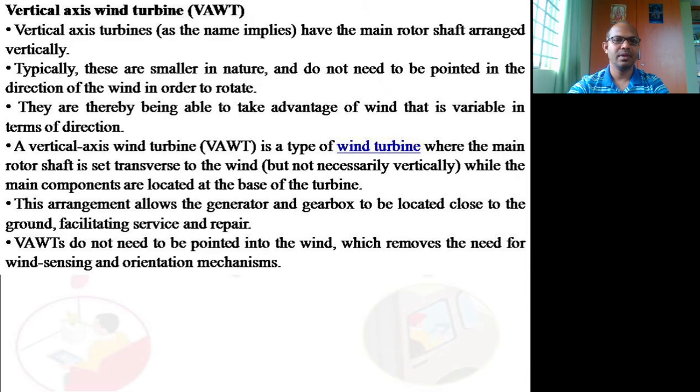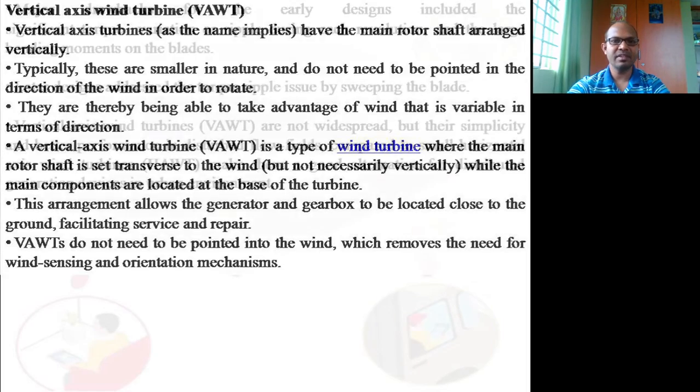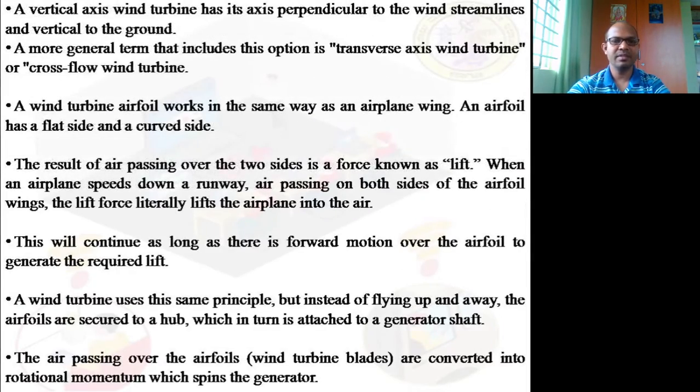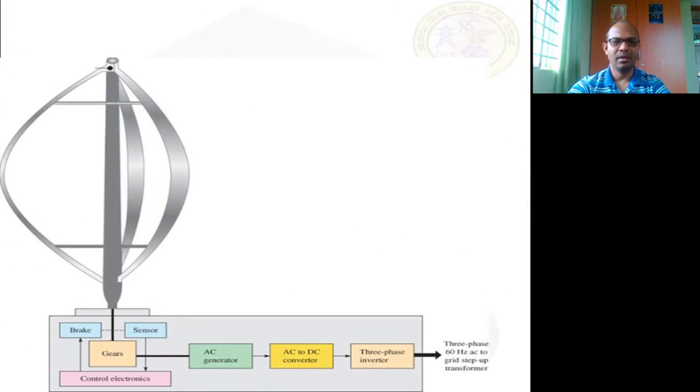The vertical axis wind turbine has its axis perpendicular to the wind streamlines and vertical to the ground. The more general term that includes this option is transverse axis wind turbines. They are also called transverse wind axis turbines. And we can also have different types of vertical axis wind turbines. Basically, the one sketch I shall show you over here is this. Now I will go back to the explanation.